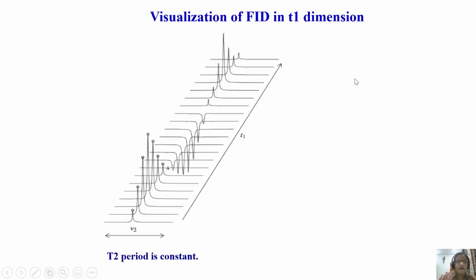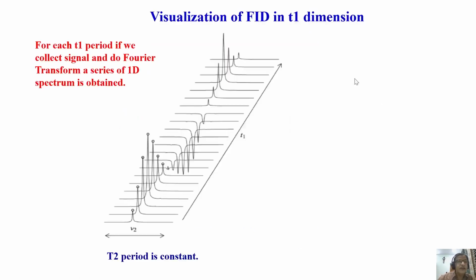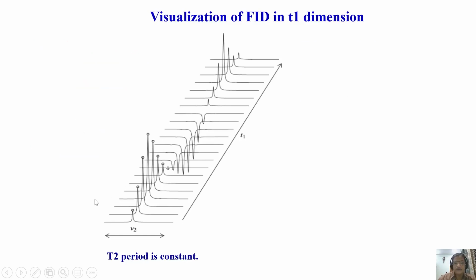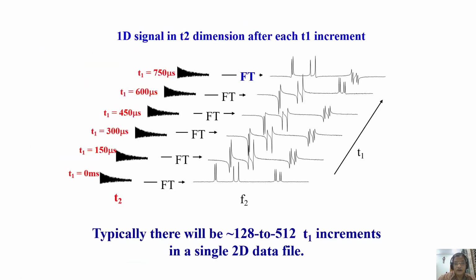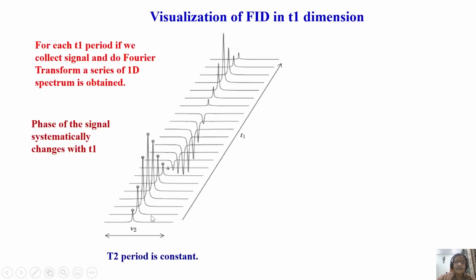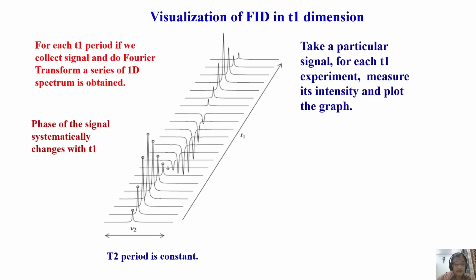Okay. So now what we can do is, for each T1, if you collect the signal and do Fourier transformation, you get a spectrum. Let us do one thing. We collect only one of the signals. Let us say in this case, you have collected one signal like this, any one of them. See how it is varying. If you collect only one of them, follow the intensity pattern as a function of T1.